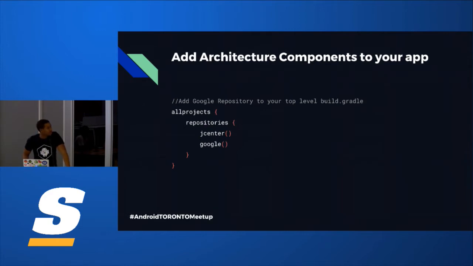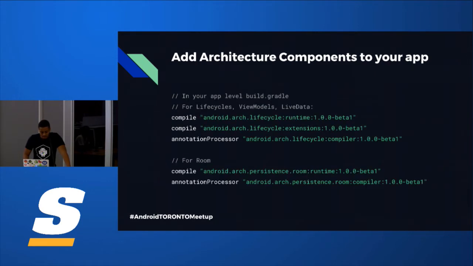So to get started with Android architecture components, at I/O earlier this year, Google announced their own repository. At the top level build.gradle file of your project, you should just have to add Google in the repositories. This shouldn't be very hard. And then after that, you just have to add the dependencies.